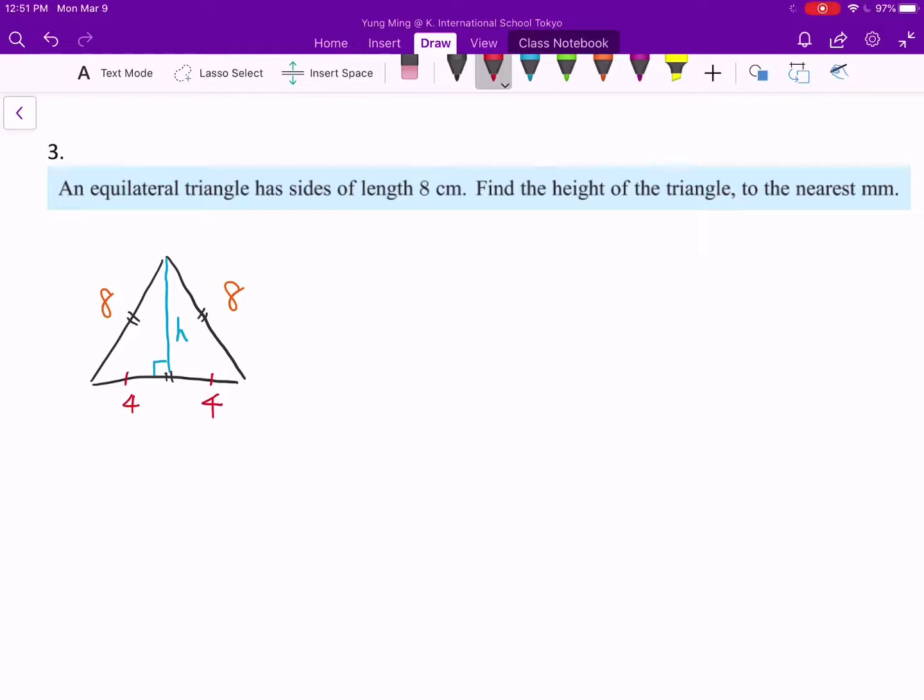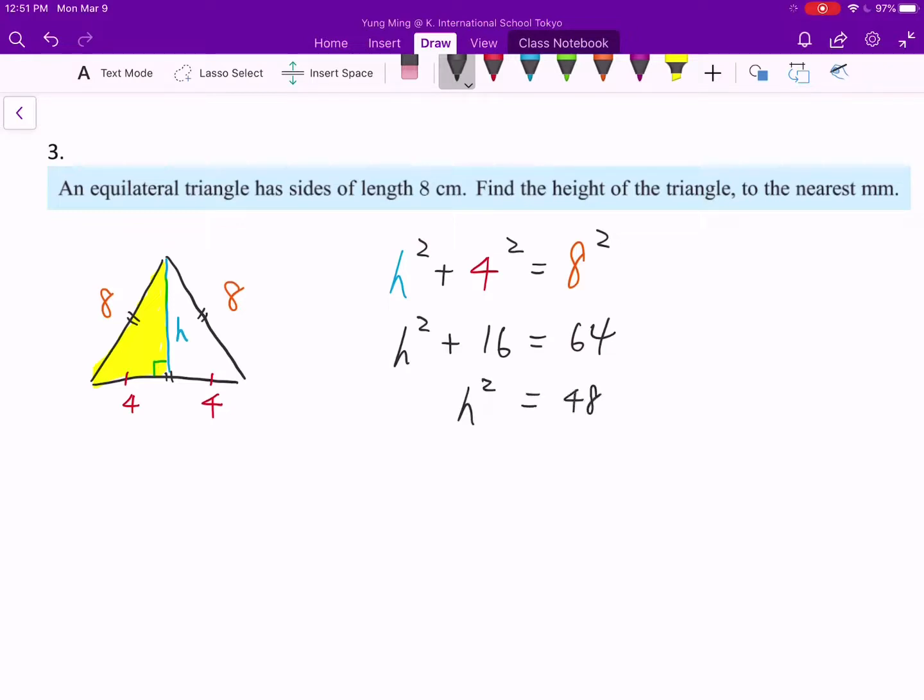So there you go. If you look at this triangle, you will notice that we have a right angle triangle. So we have h squared plus 4 squared equals x squared. So h squared plus 16 is equal to 64. h squared is equal to 48. h is equal to square root 48, dropping the minus sign. And that's equal to 6.928... according to the calculator, cm.